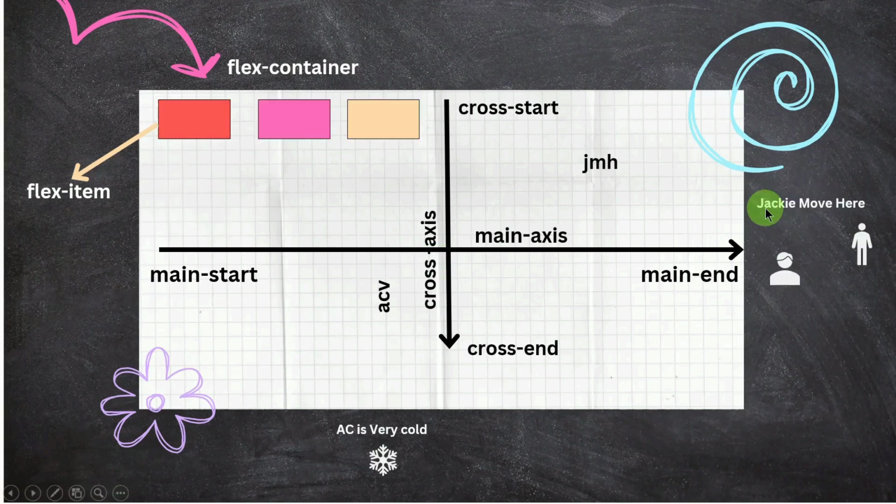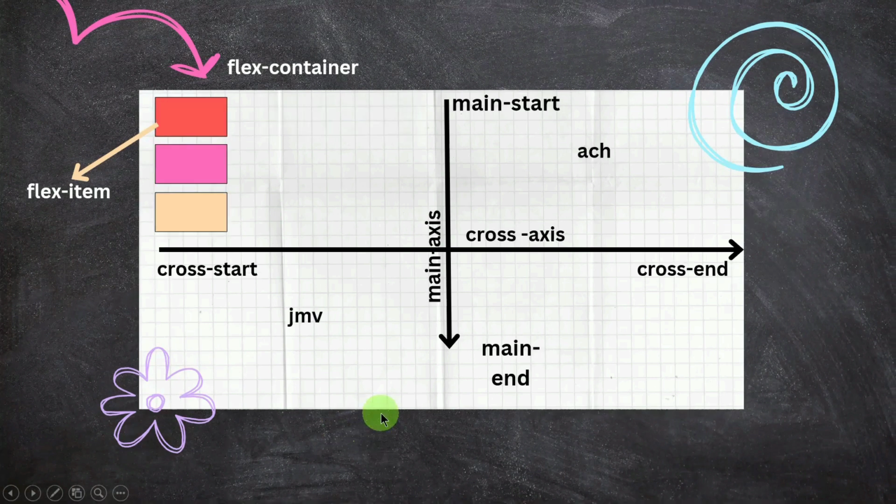For this sentence I have just written "Jackie move here": justify content, main axis, horizontal whenever our flex direction is row. And "AC is very cold": align items, cross axis, and the V is vertical. Align items will be giving space in a vertical way. And here Jackie is telling, no mama, AC is hot, and in anger, mom is telling Jackie move.